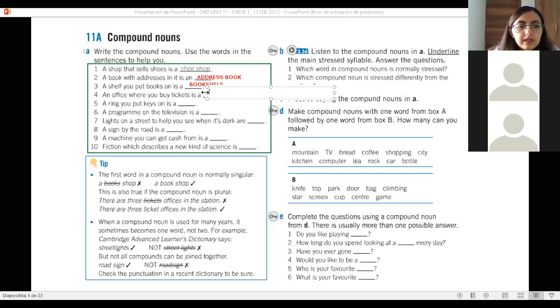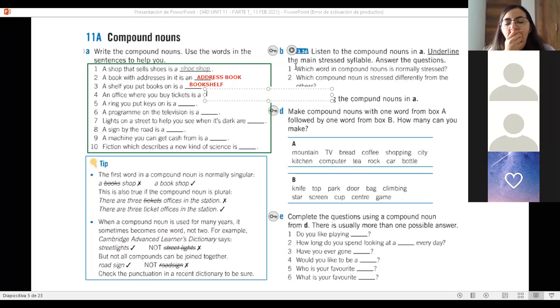This one is very easy. An office where you buy tickets. An office where you buy tickets. Ticket office. Perfect. It's a ticket office. Very good.